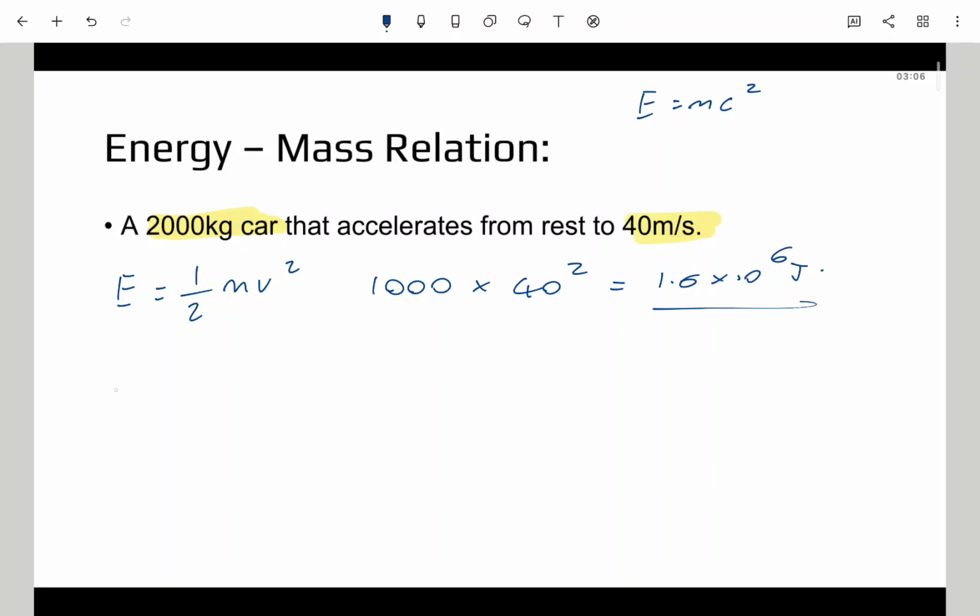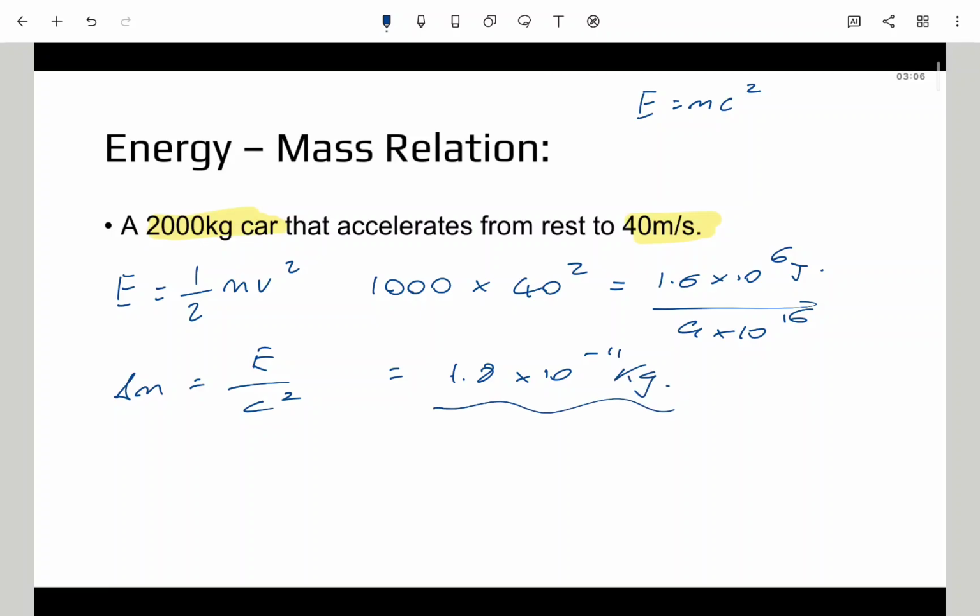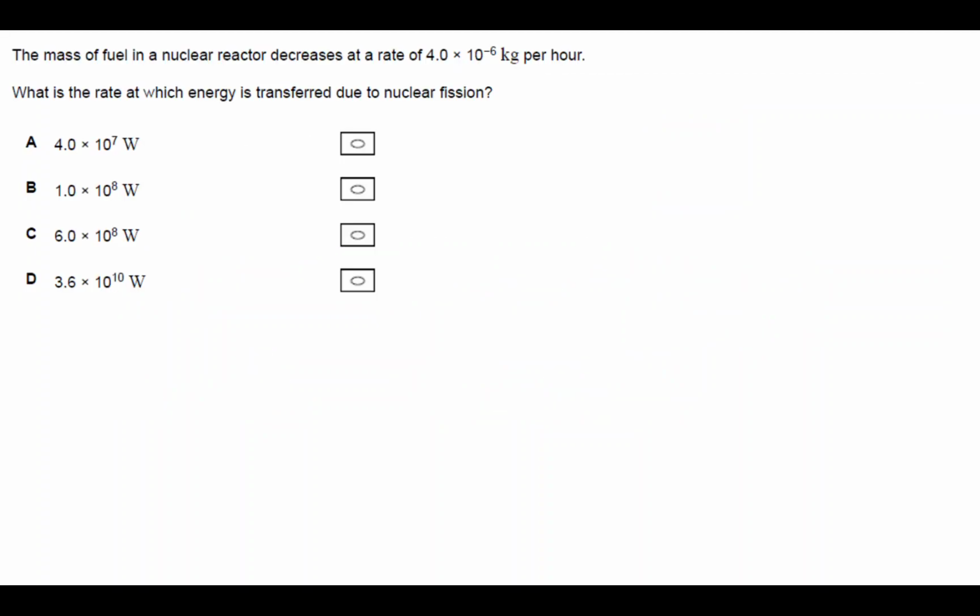And then to get the change in mass, we need to do the energy transfer divided by c squared. So we're going to divide that by 9 times 10 to the 16. So that gives a change in mass of 1.8 times 10 to the minus 11 kilograms, which again is obviously completely undetectable. But apparently, that's what happens. So what I want to do next is there's 4 exam questions.